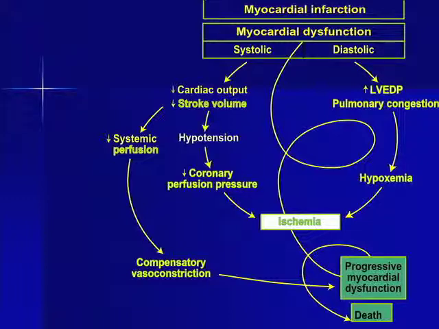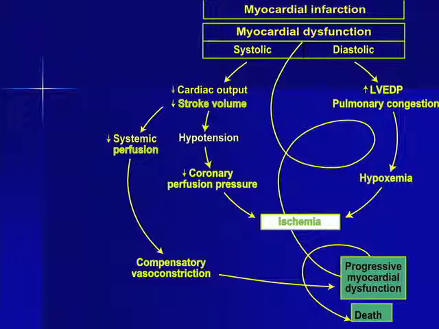So when we take a look at why folks go into cardiogenic shock in the setting of a large left ventricular infarction, this is the kind of figure that you'll see in most textbooks. When a person comes in with a large MI, they suddenly have a large infarction and their cardiac output decreases because their stroke volume decreases. As their stroke volume decreases, it causes decreased systemic perfusion. That results in compensatory vasoconstriction as a compensation.